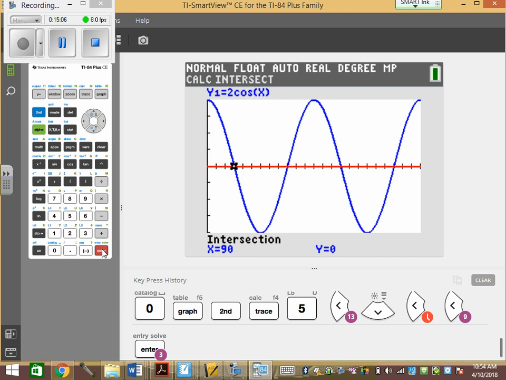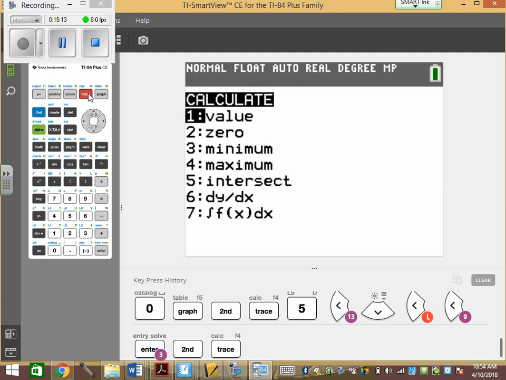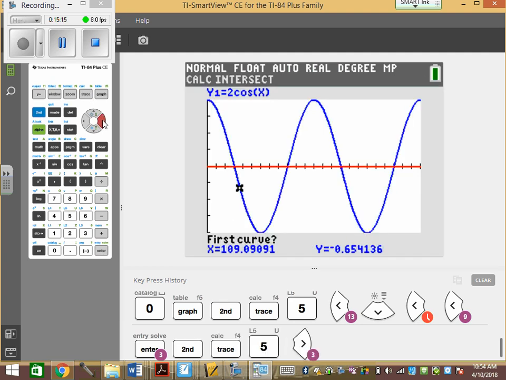So my first one's at what? 90. Okay? Now I need to find out when the next one happens. So second trace, 5. Oh, path of least resistance. I want to go this way. As long as I'm closer to it, it will calculate it. 270. How far apart are they? 180. So if you have to do them in degree mode to make it make more sense to you first and then convert, go for it. I don't really care. Okay? If they wanted it in radians, let's say. All right.